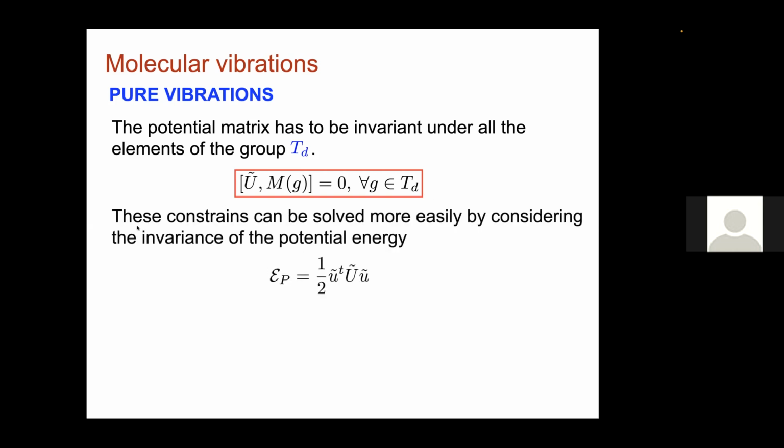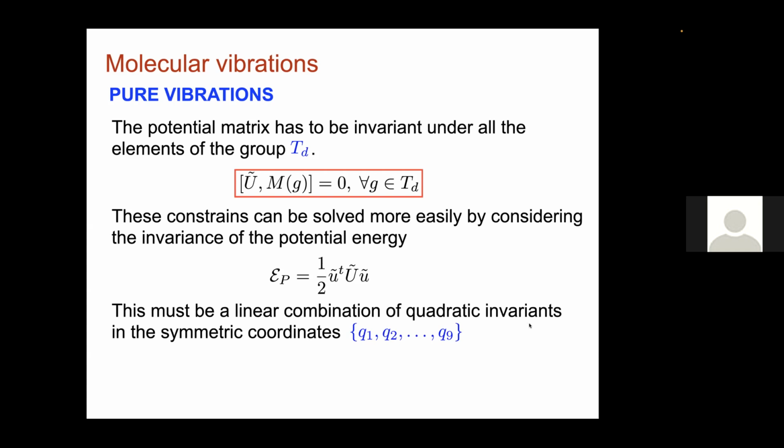And again, these constraints can be solved more easily by considering the invariance of the potential energy. Out of this matrix, I can construct a scalar, which is the potential energy. This potential energy has to be invariant under all the symmetries of the molecule. Therefore, this has to be a linear combination of invariants constructed in the symmetric coordinates. Okay. In fact, next time I'll explain that on the blackboard.